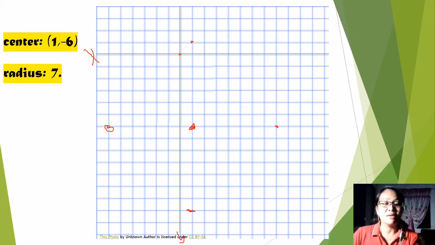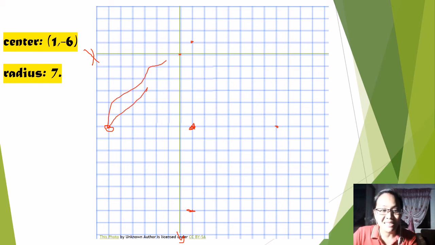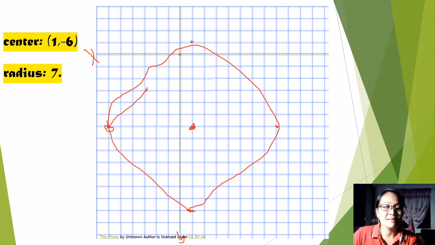So connecting those dots using a protractor or compass, we will be having a perfect circle. But since I'm just using my hand, it's not a perfect circle.